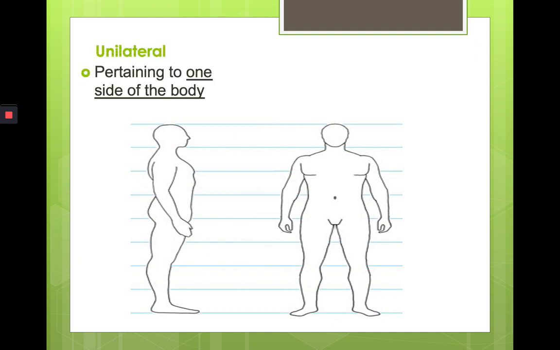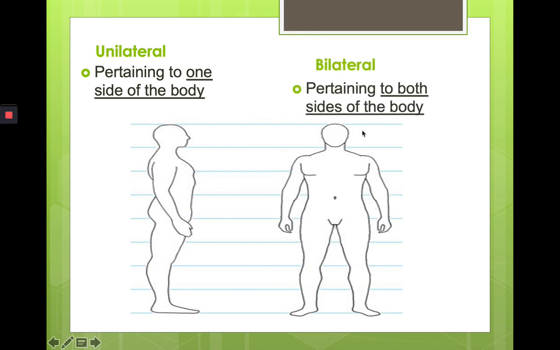Unilateral means pertaining to one side of the body. And again, if you break down this word, uni means one, lateral means side or pertaining to the outer area. And bilateral means we're talking about both sides. Again, if you break down this word, bi means two, lateral is kind of further away toward the side.